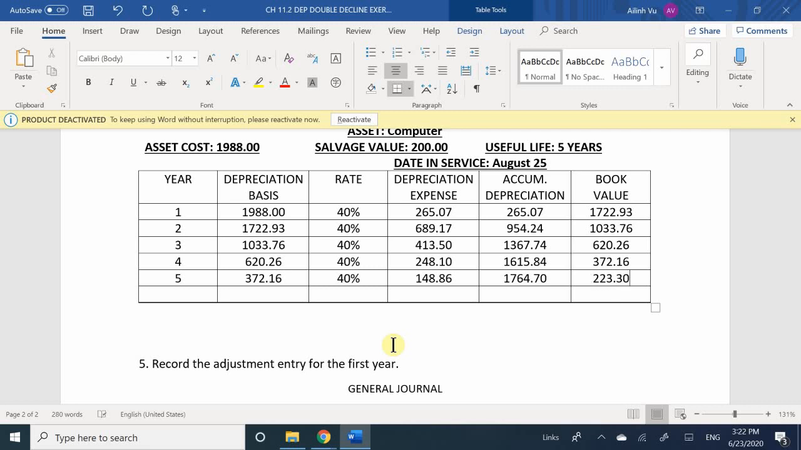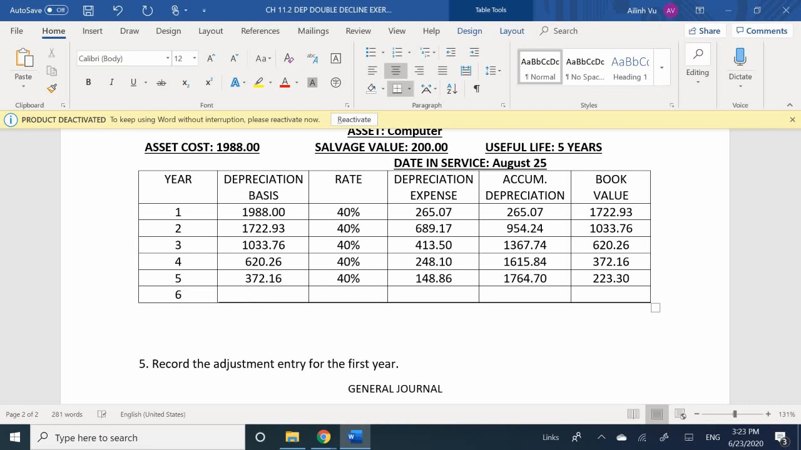223.30. Yes. So right now it's reached its 5th year, but however, think about it. Did it really reach its 5th year? No. How old is the asset? It still has 5 years. Right, but how old is this asset? It is not 5 years old. It is 4 years and 4 months.